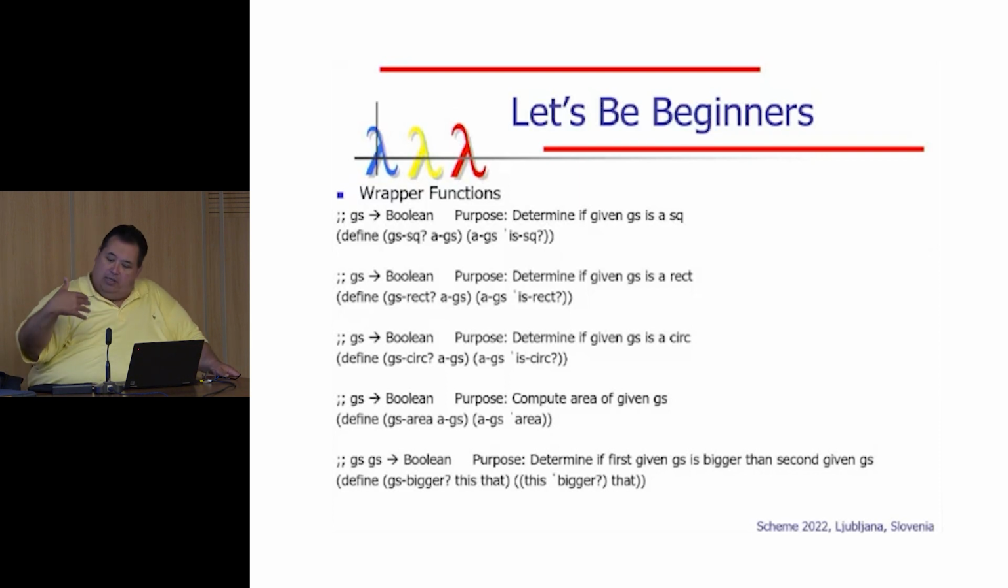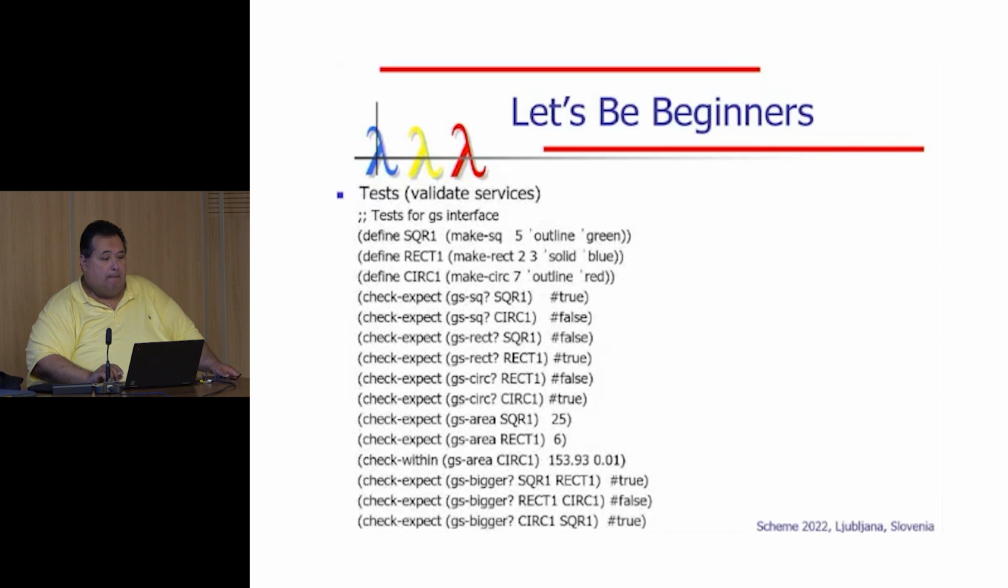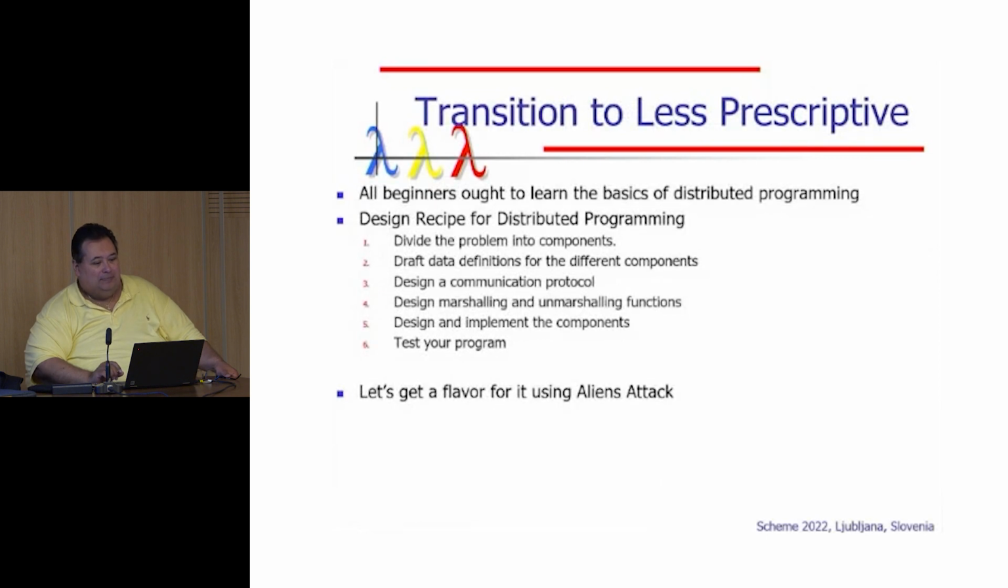In other words, they can move on to a course now where they can learn more abstractions offered by object-oriented programming. And then to test them, we can't compare functions. That's a no-no. We all know that's undecidable, unsolvable. So we have to test the services. So we test the wrapper functions. So they write unit tests in that way. And once we have all this, we move on to the last part of this first course, which is distributed programming.